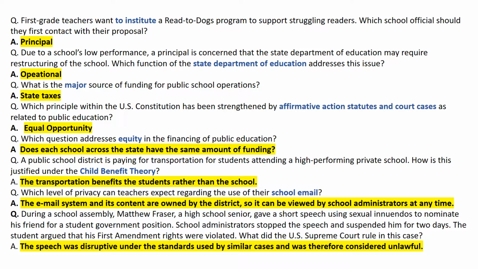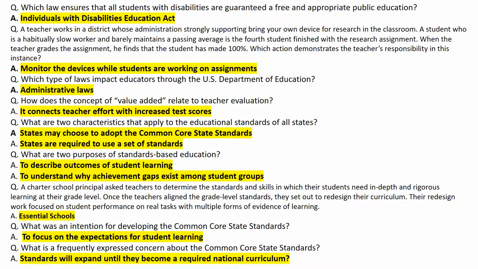During a school assembly, Matthew Fraser, a high school senior, gave a short speech using sexual innuendos to nominate his friend for a student government position. School administrators stopped the speech and suspended him for 2 days. The student argued that his First Amendment rights were violated. What did the United States Supreme Court rule in this case? The speech was disruptive under the standards used by similar cases and was therefore considered unlawful. Which law ensures that all students with disabilities are guaranteed a free, appropriate public education? The IDEA. It's Individuals with Disabilities Education Act.